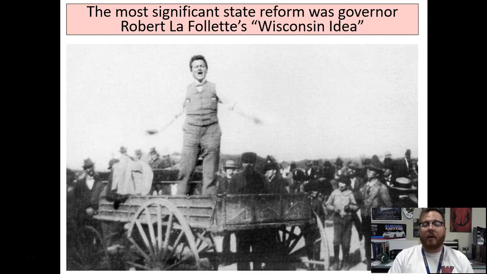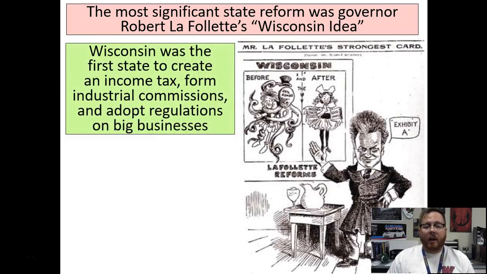The most significant state reform was Governor Robert La Follette's Wisconsin idea. This is him standing on the back of a wagon cart, delivering what is clearly an impassioned speech. Wisconsin was the first state to create an income tax. They were also the first state to have industrial commissions and adopt regulations on big businesses. As a result, big businesses didn't really like him very much, but he didn't care. He was a progressive, and he was on the reforming side.